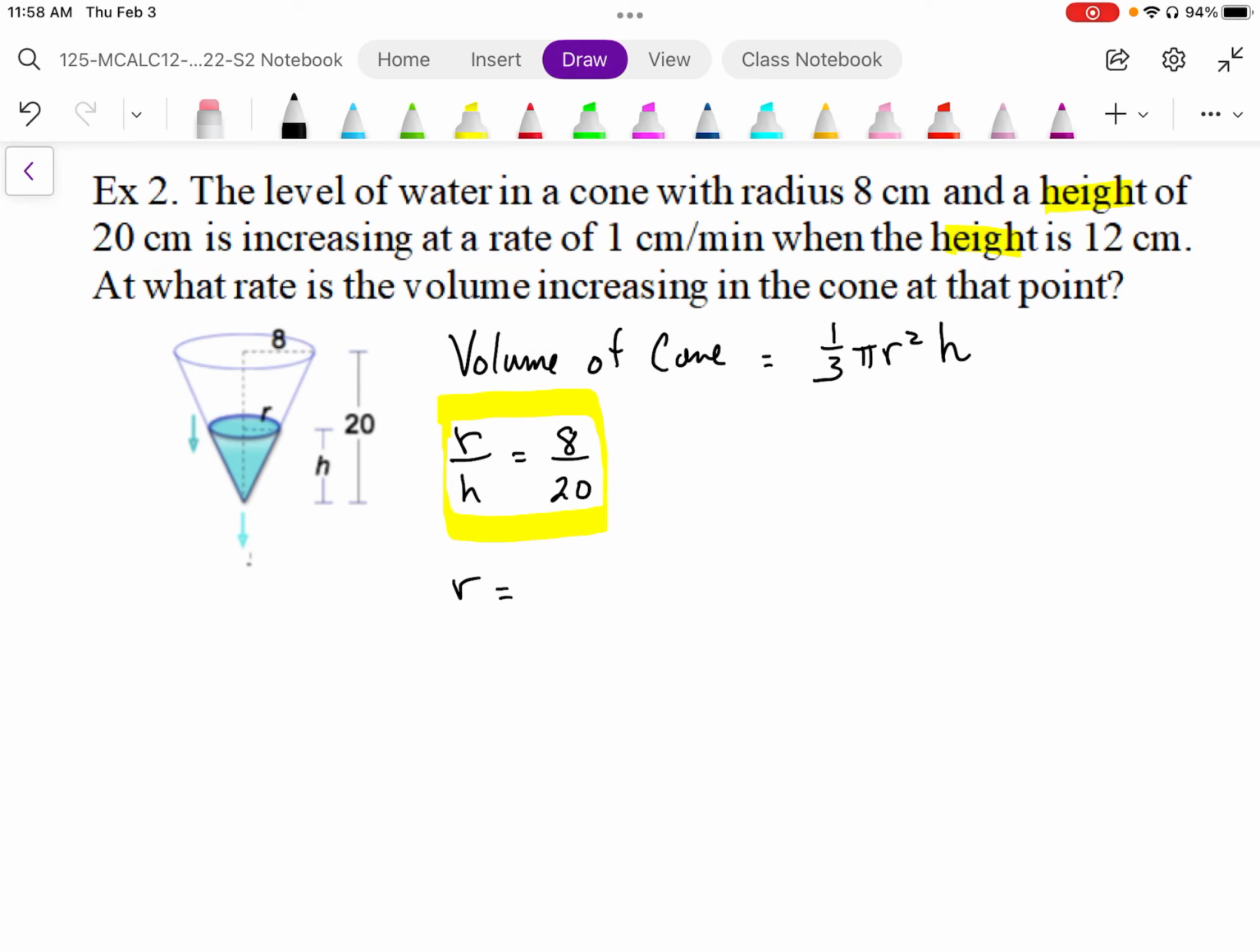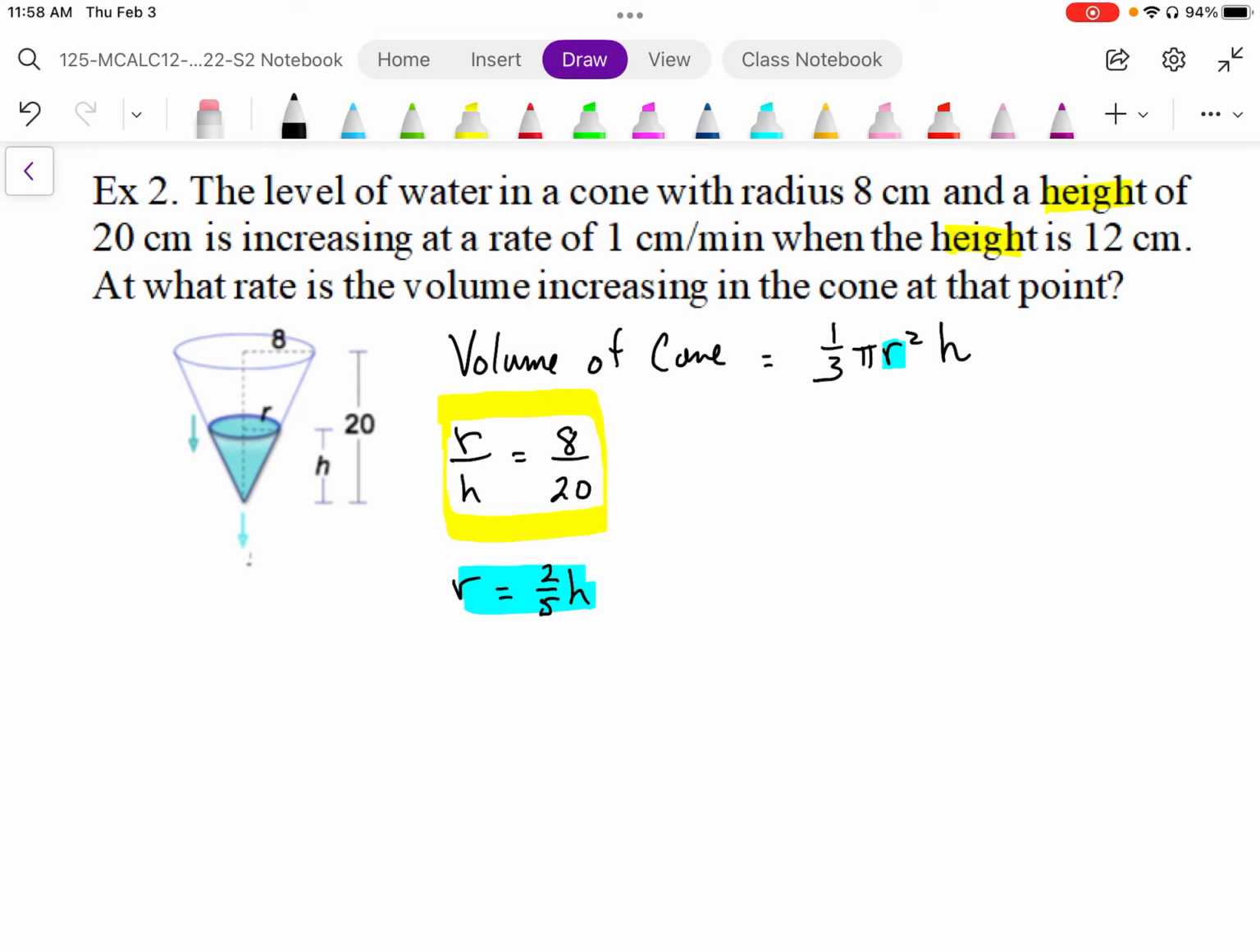So I end up with, in this case, it simplifies to 2/5 h. And what I can do is replace the radius with this expression for height. That way, I'll have an equation that's based on just height, and then it'll be easier to differentiate. Now, I will also do a separate solution where we can actually use implicit differentiation, and we can actually involve the radius, and I'll show you a different solution for that.